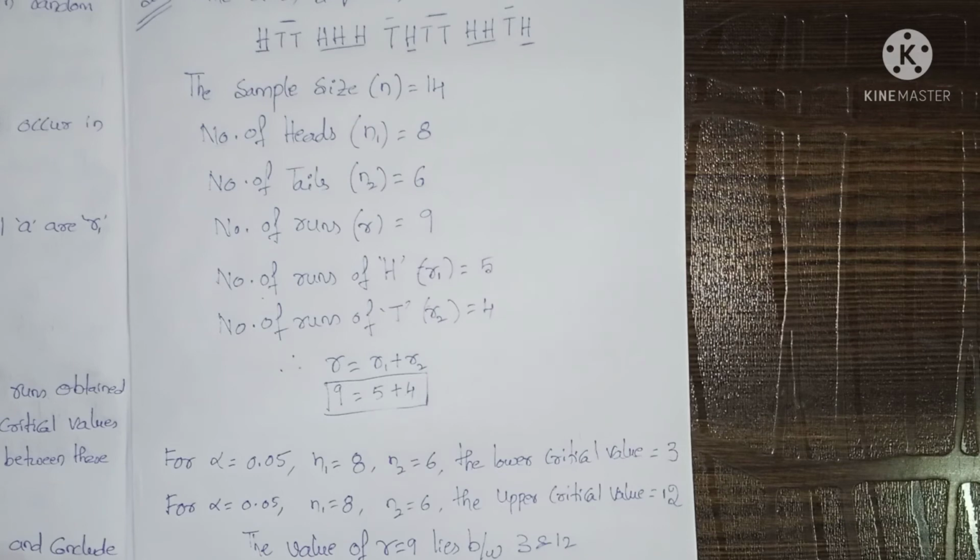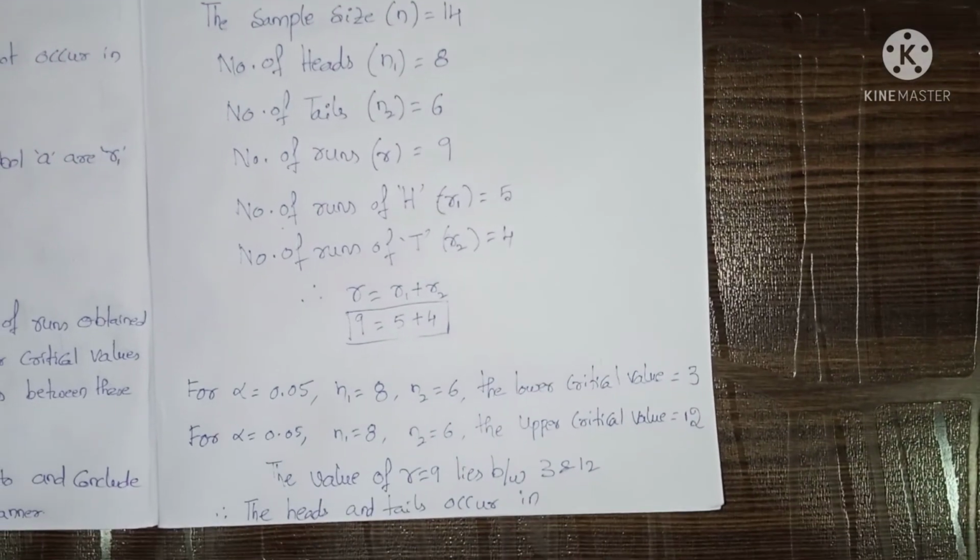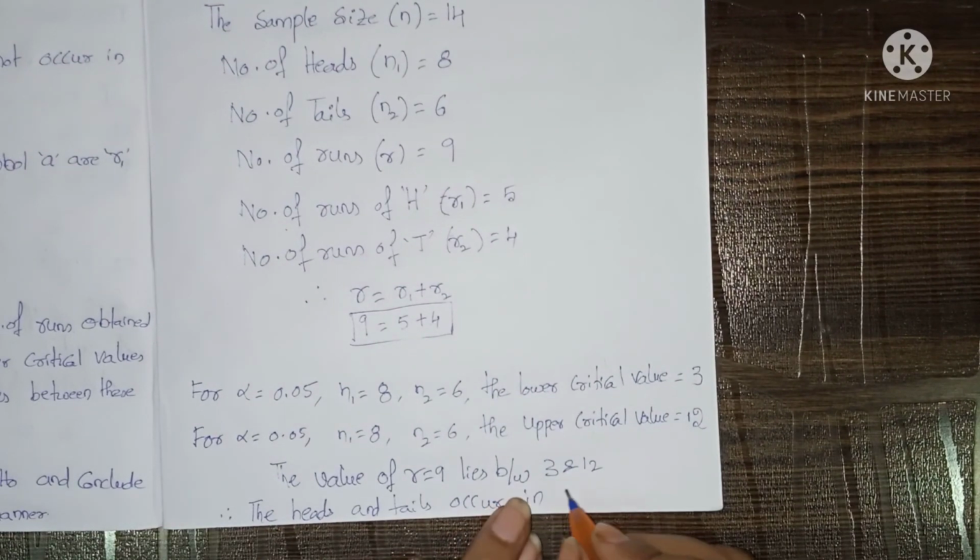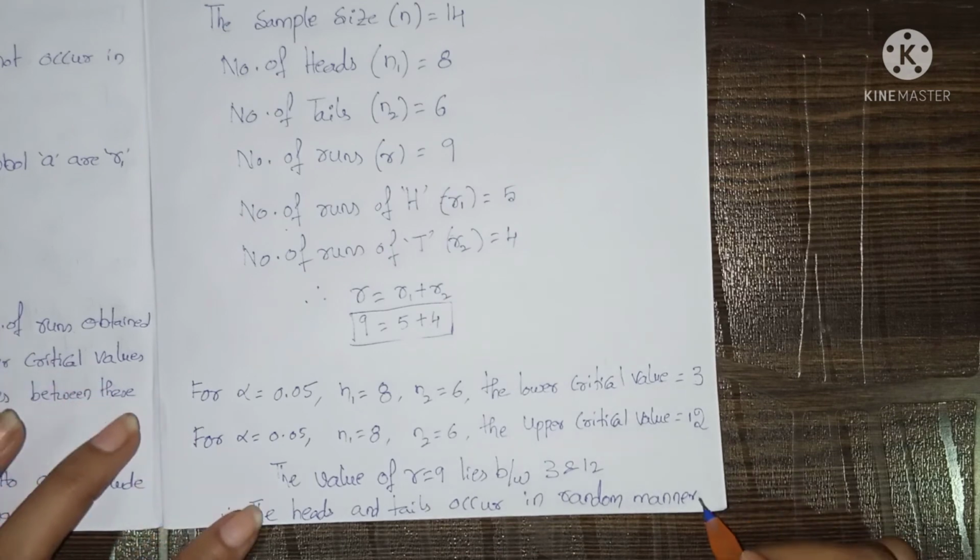So therefore what do we have to write here? Therefore the heads and tails occur in random manner. Okay, like this we have to conclude.